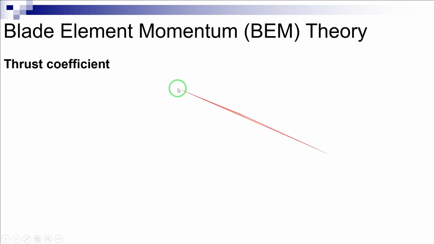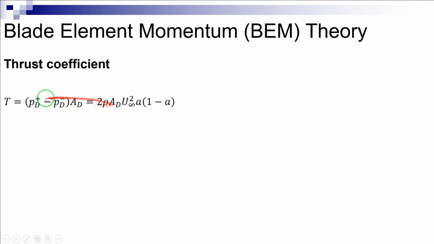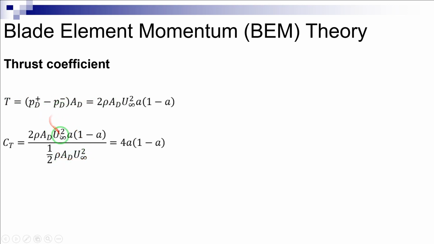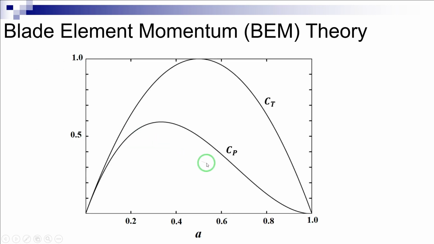Thrust coefficient. The force acting on the actuator disc, as shown here, is also called the thrust force. The dimensionless form of this force is called the thrust coefficient and is given by this equation. Therefore, the thrust coefficient is also defined entirely as a function of the axial induction factor. This figure here shows the behavior of the power and thrust coefficients obtained from the momentum theory with respect to the axial induction factor A.